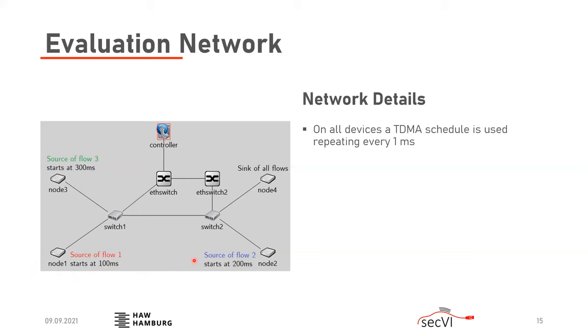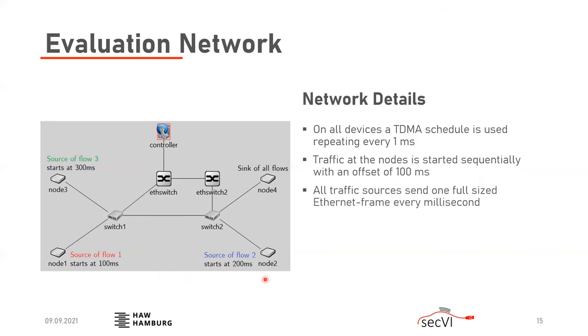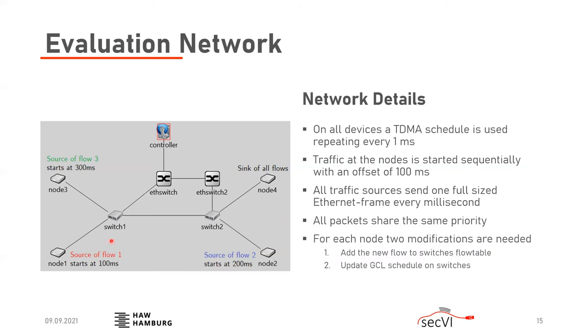We use that for better seeing the changes and the effects of the reconfigurations we do when we evaluate the network. So what kind of evaluations are we doing? We have to do two changes. The first one is we have to install a new flow to the switches, which tells them how to forward the packets from the node to the traffic sink. And then we also have to update the gate controller's schedule so it can accommodate another Ethernet frame. And by the way, all Ethernet frames we are sending through the network are full-sized, and we send them every millisecond.